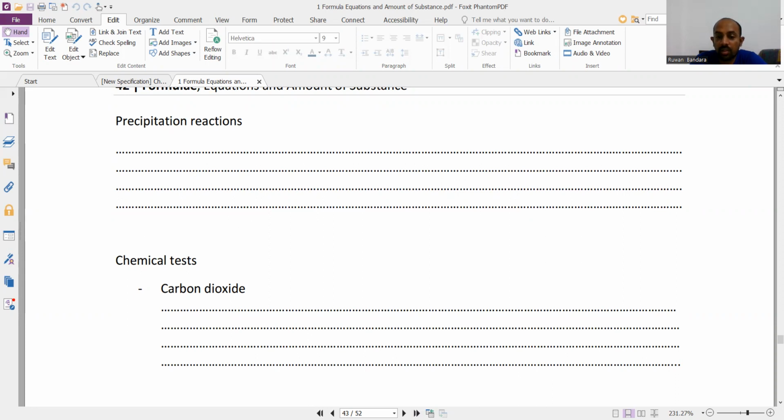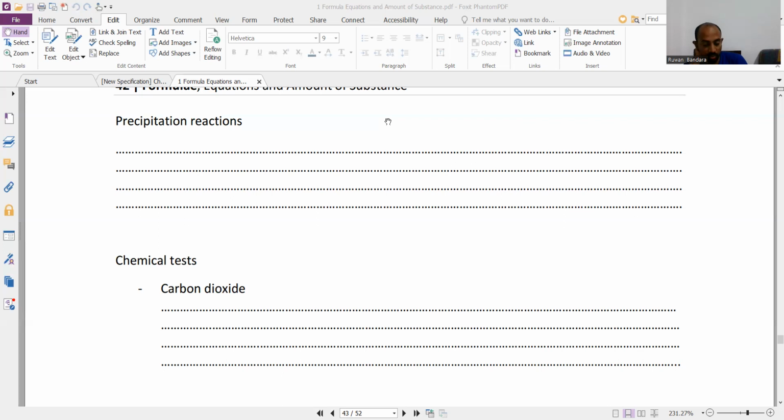Write down precipitation reactions. In precipitation reactions, an insoluble solid is formed as one of the products.